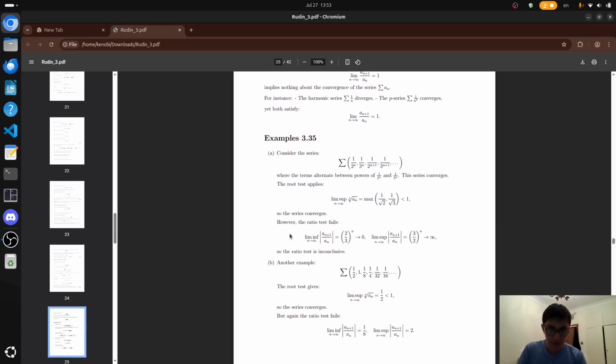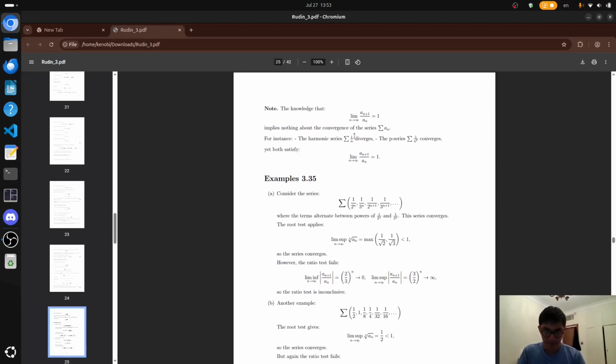But notice the ratio test fails, because this over this is going to be 3 halves. Actually, here it's supposed to be 1/2 and 3 halves to the n, because one is going to be this over this, one is going to be this over this. One goes to infinity, one goes to 0, which means the ratio test fails, but the root test works, which is an important property, because that means the root test always might work, but the ratio test might not always work, right?